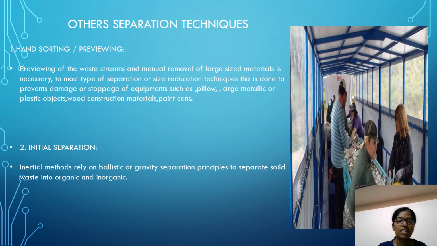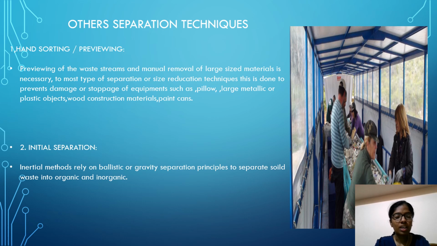Now let us discuss other separation techniques like hand sorting, initial separation, flotation and optical sorting. First, hand sorting. Hand sorting of the waste stream to manually remove large size materials is necessary for most types of separation or size reduction techniques. This is done to prevent damage or stoppage of equipment by items such as pillows, large metallic or plastic objects, wood, construction material, paints and cans.